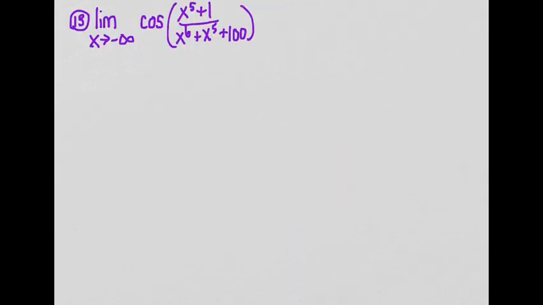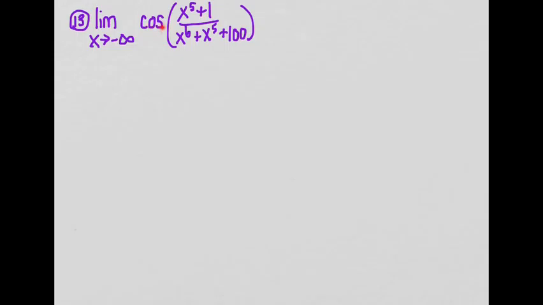The limit as x goes to negative infinity of cosine of (x^5 + 1) over (x^6 + x^5 + 100). Well, this looks really complicated, but it's really not as bad as it looks. First of all, I'm noticing that it goes to negative infinity. But sine, cosine, they are symmetrical, positive infinity, negative infinity. So I'm just going to think about, all right, what part of this is growing faster?